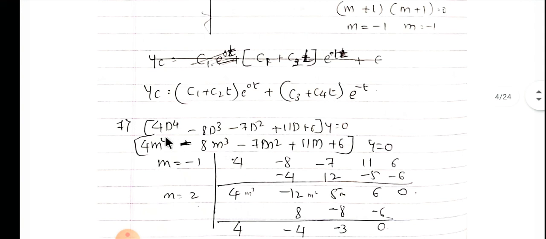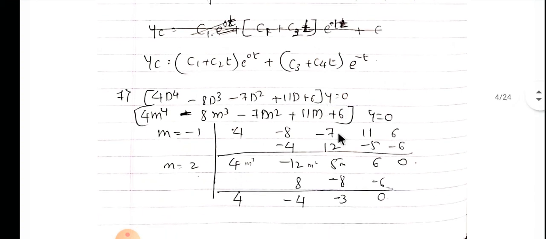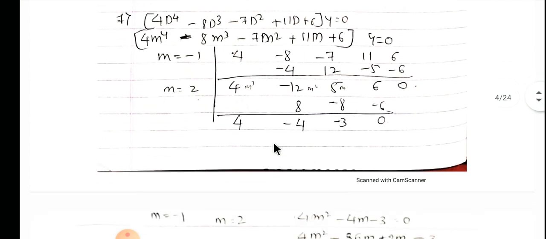Next example, that is (4D4 minus 8D cube minus 7D square plus 11D plus 6) of y, which is equal to 0. Again, it should be followed by the synthetic division method.